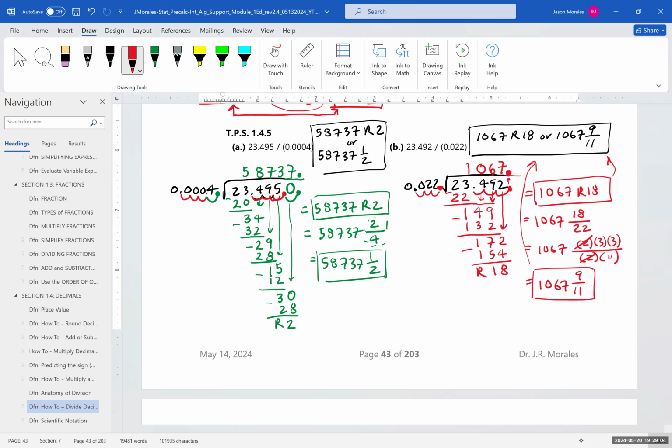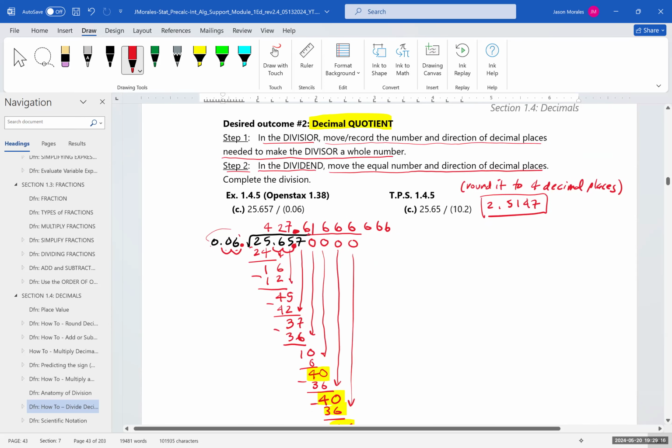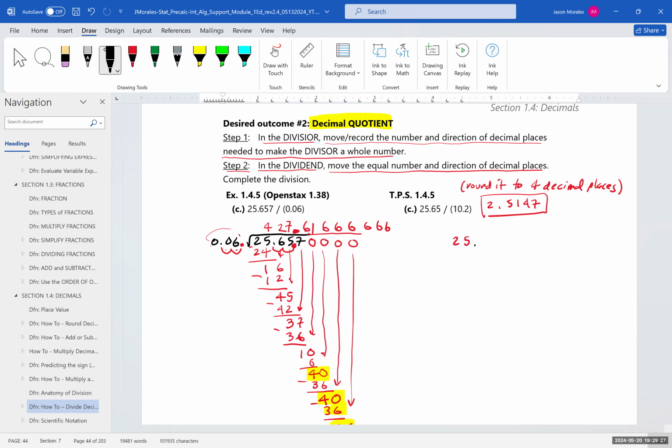Okay, so these are the think pair shares for getting a quotient result in the form of a remainder or a mixed fraction. But we might want the quotient to be in decimal form. So let's look at the think pair share for that. So we've got, let's see, 25.65 divided by 10.2. And all we need to do is move the decimal point in the divisor over until we make the divisor a whole number.